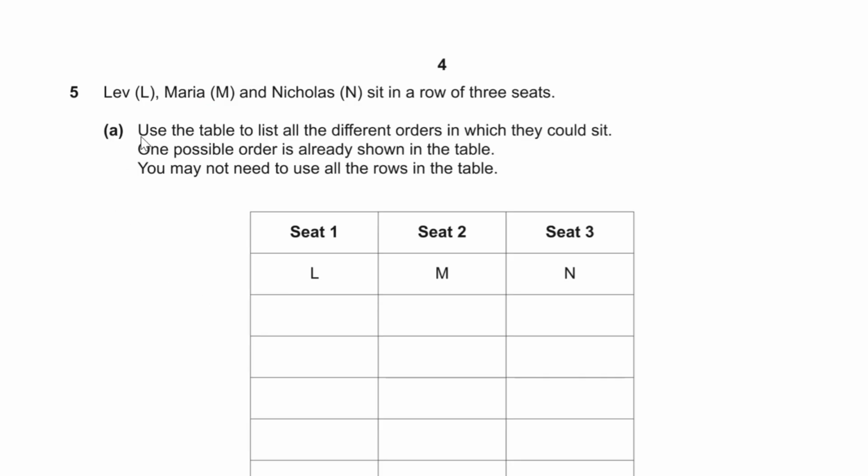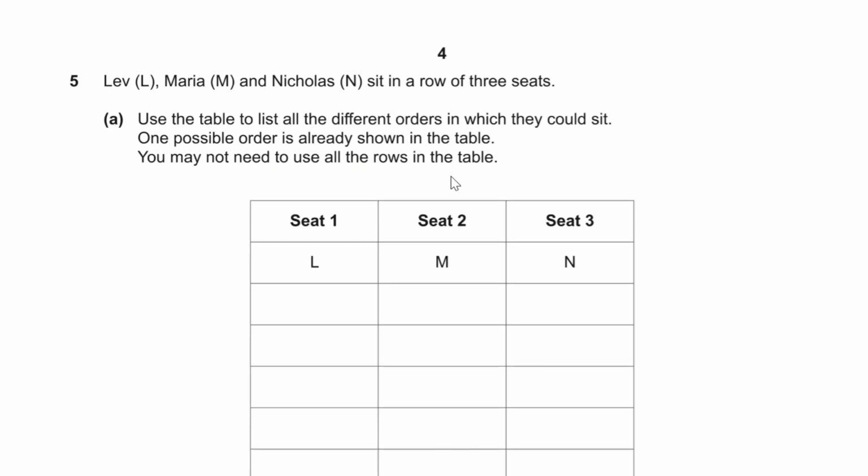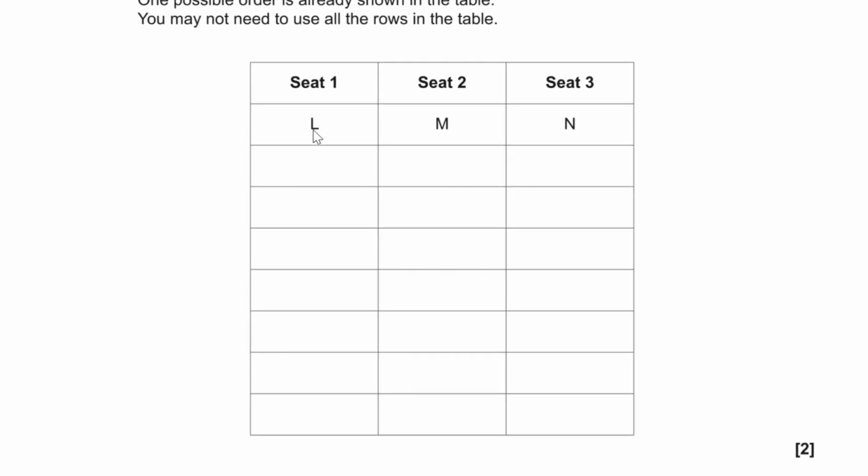Question number 5. Lev, Maria and Nicholas sit in a row of 3 seats. For part A, we have to use the table to list all the different orders in which they could sit. One possible order is already down in the table. You do not need to use all the rows in the table. So in seat 1, so far we've got L, seat 2 we've got M, and seat 3 we've got N. What we could have done as well is have L, N and M in seats 1, 2 and 3 respectively.